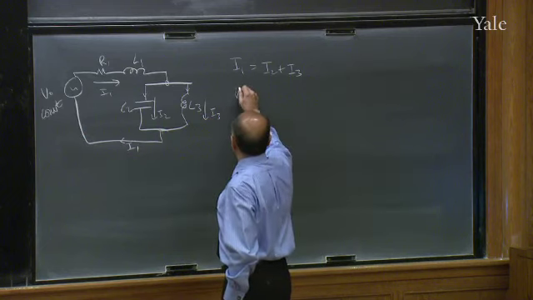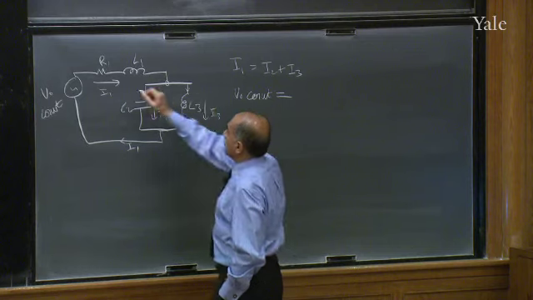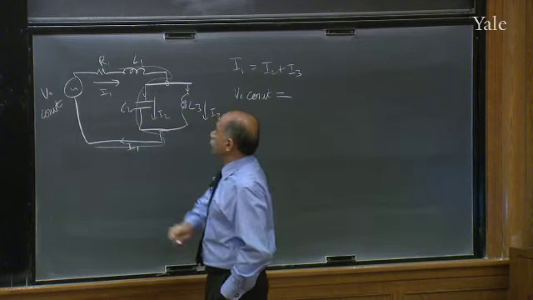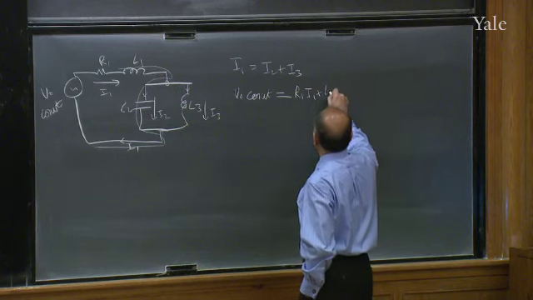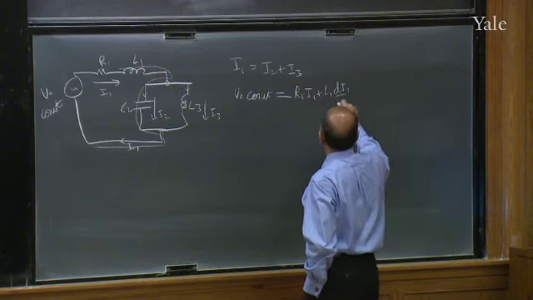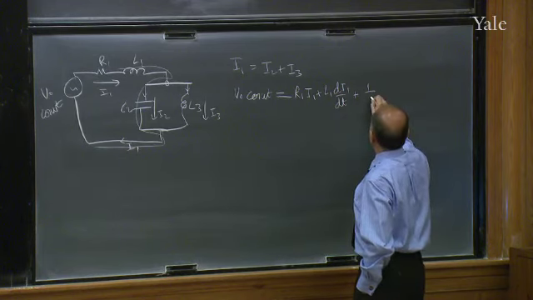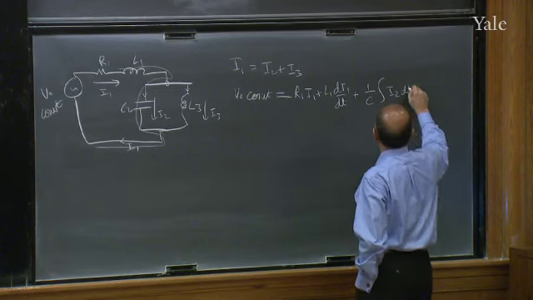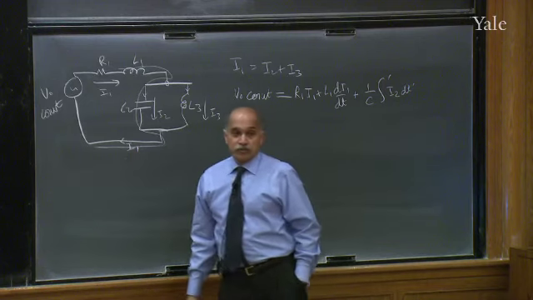The equation I would write would be V naught cos omega t is equal to, I'm going to take this loop, R1 I1 plus L1 dI1/dt plus 1 over C2 integral of I2 dt prime, back to here is 0. That's one equation.